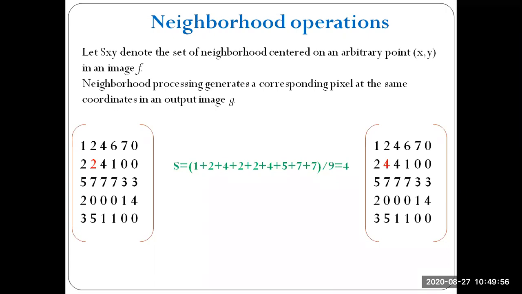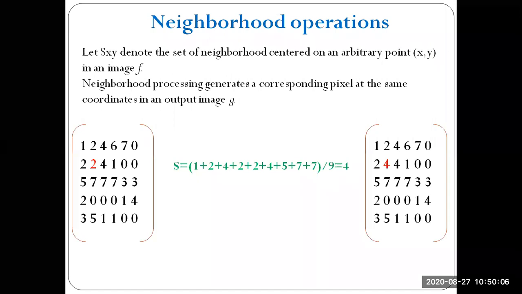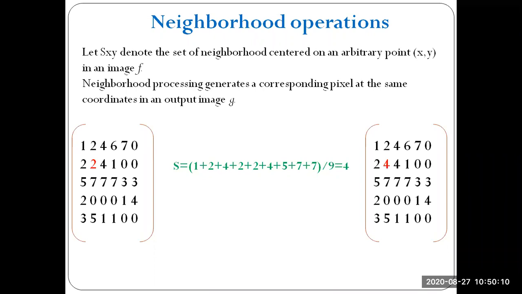Yes, sir. Okay. So the previous one is single pixel value transformation, pixel by pixel. But here it is not only one pixel. We are considering the surrounding elements, called neighborhood elements also, taking the average and transforming the original pixel value to the new pixel value. Here 2 to 4. Finish.